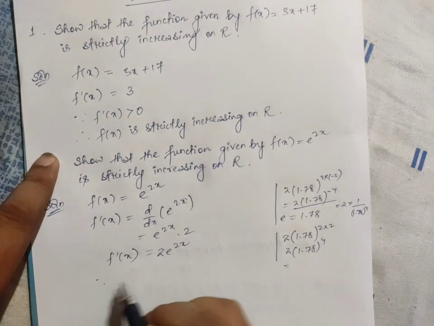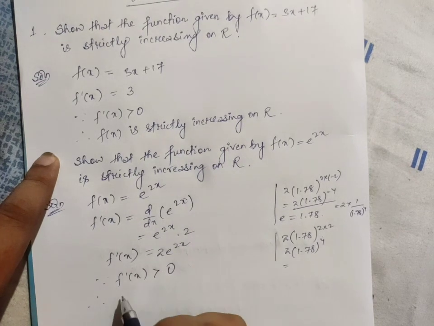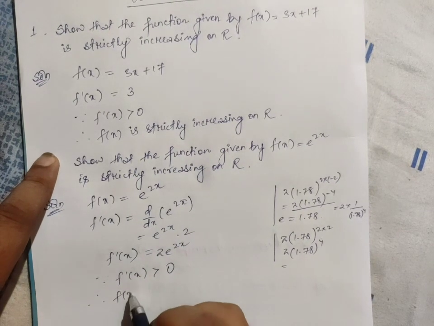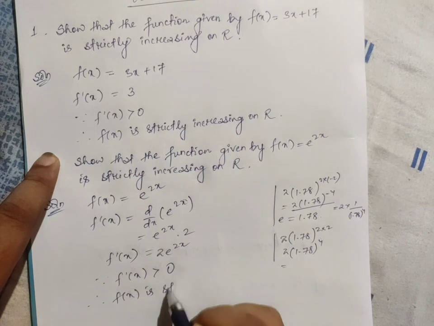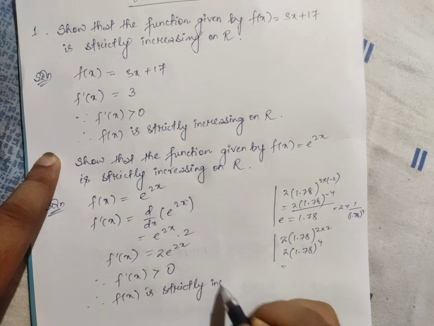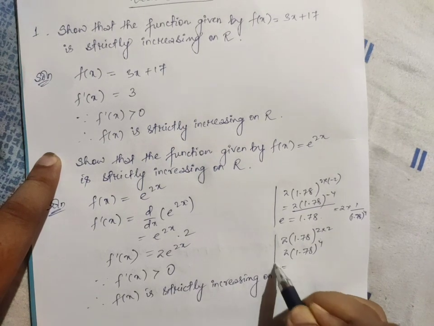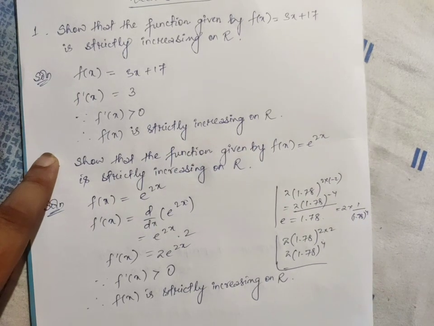So we can write, since f dash x is greater than 0, therefore this f x is strictly increasing on R, real number.